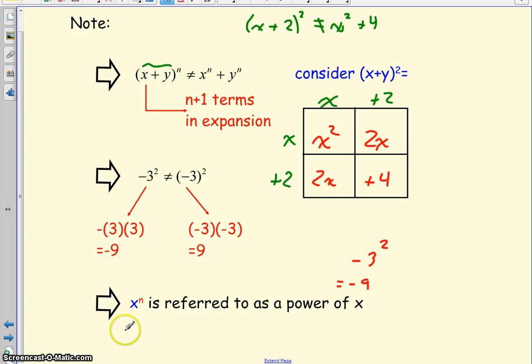Okay, and last thing with this one, just the terminology. x to the n is referred to as a power of x. So the whole thing is a power, and n is called an exponent. Okay, we'll start doing some examples in part 2, and we'll see you over there.